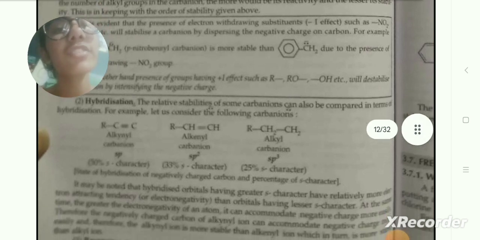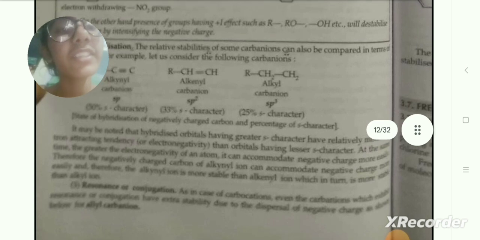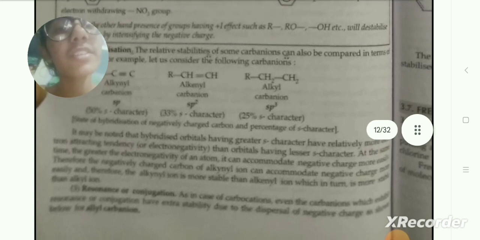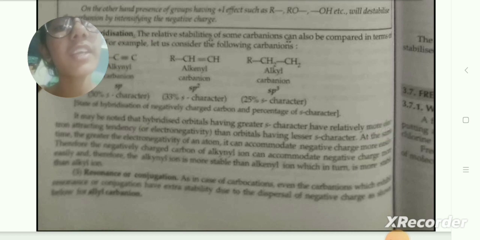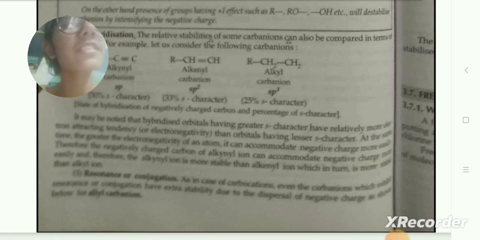Second is hybridization. The relative stability of some carbanions can also be compared in terms of hybridization. For example, let us consider the following carbanions: alkynyl carbanion is sp, alkenyl carbanion is sp2, and alkyl carbanion is sp3. It may be noted that a hybrid orbital having greater s character has a relatively more attracting tendency. The lesser the s character, the lesser the electronegativity, and the less accumulated the negative charge. Therefore, the negatively charged carbon of the alkynyl group accommodates negative charge better than alkyl.